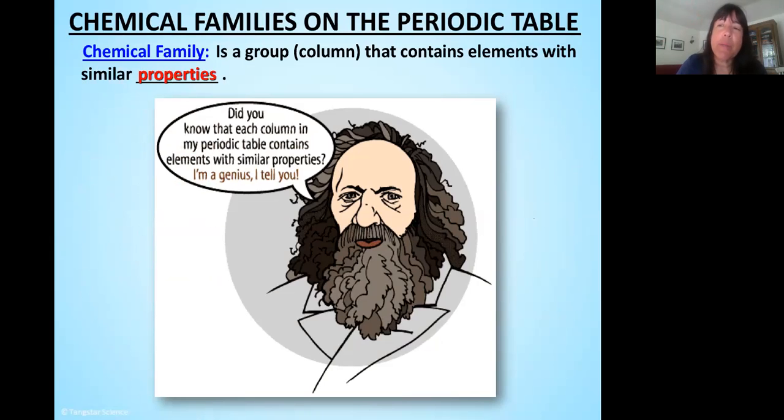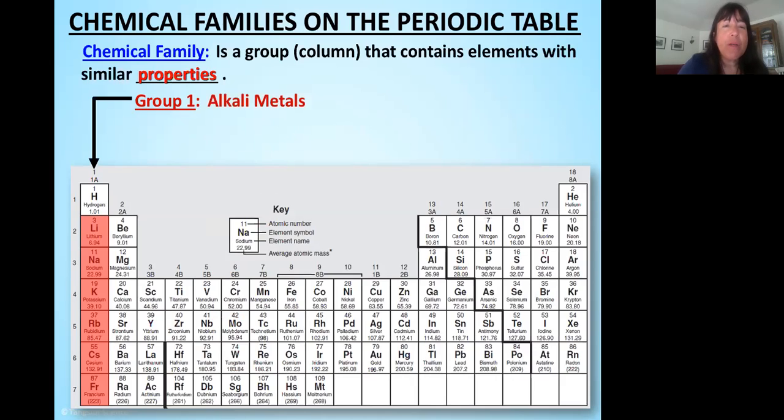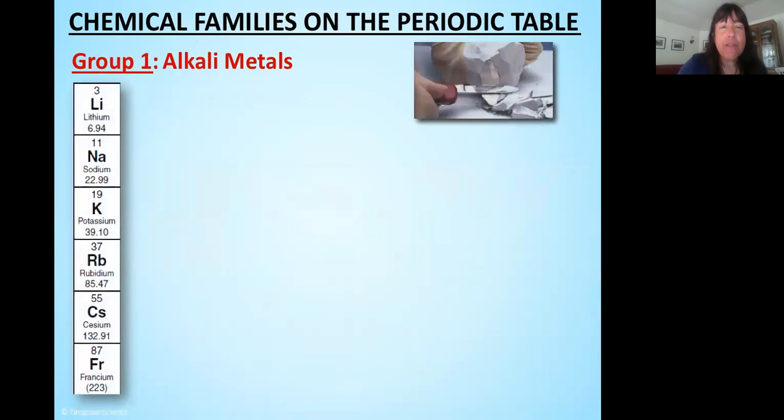So let's take a look at the periodic table and look at the properties that we're considering here. Group number 1, remember, hydrogen is not part of group number 1. It's just sitting there because they need to put it somewhere. Group number 1 is called the alkali metals. Let's take a look at the alkali metals from lithium down to francium.